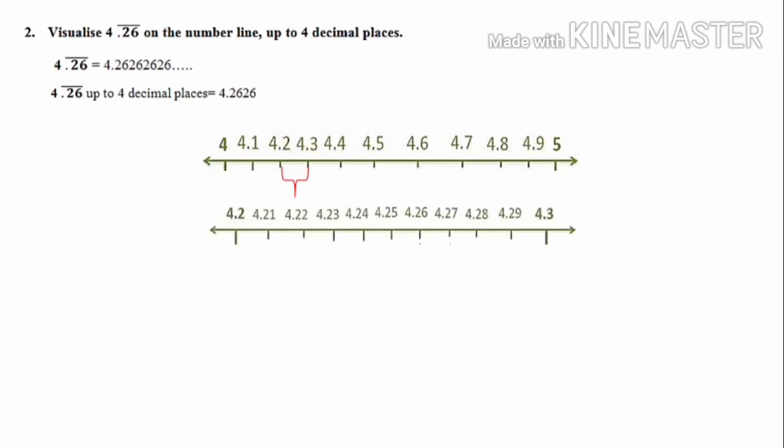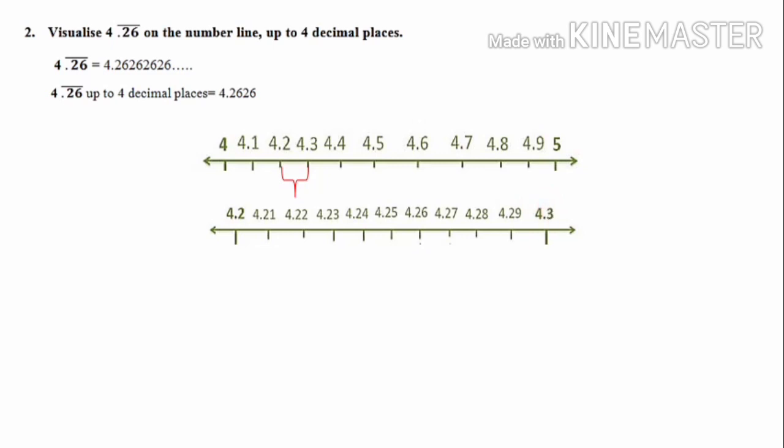So next you have to draw a number line and write the starting number 4.2 and the ending number 4.3. So we have written here 4.2 and 4.3, and the space between 4.2 and 4.3 we have divided into 10 equal pieces. So 1, 2, 3, 4, 5, 6, 7, 8, 9, 10. The starting number is 4.2, so the next number should be 4.21. Next is 4.22, 4.23, 4.24, 4.25, 4.26, 4.27, 4.28, 4.29 and finally 4.3.